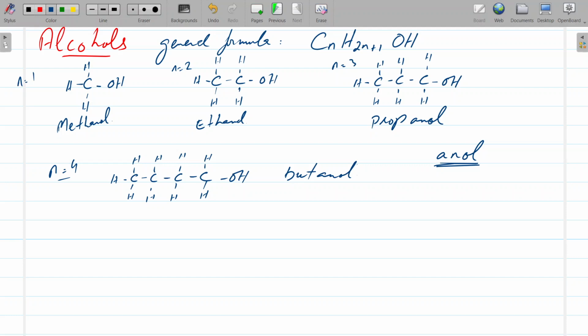So they mention isomerism. Say that again? Isomerism. That's a hard thing to pronounce. Isomers. They're going to make isomers out of these guys, right? So we have this guy.